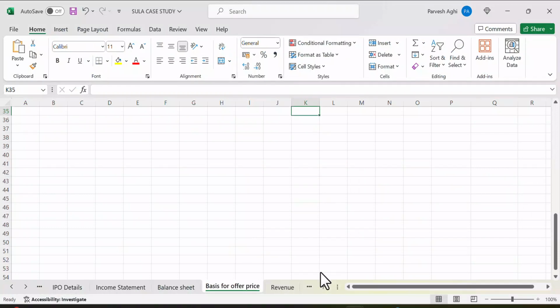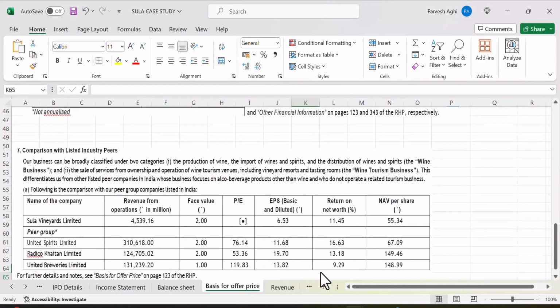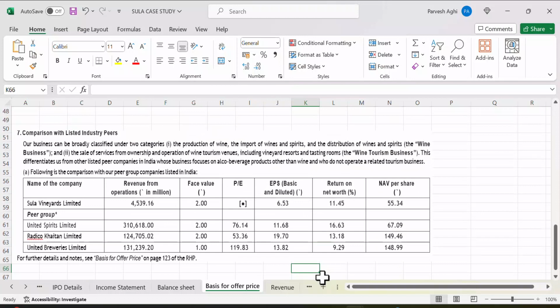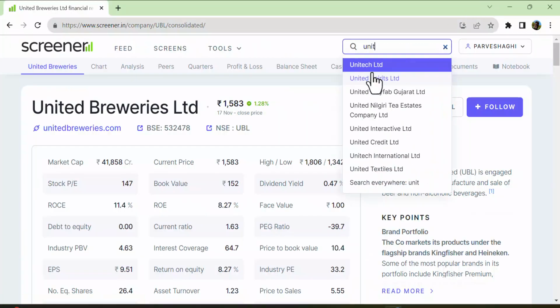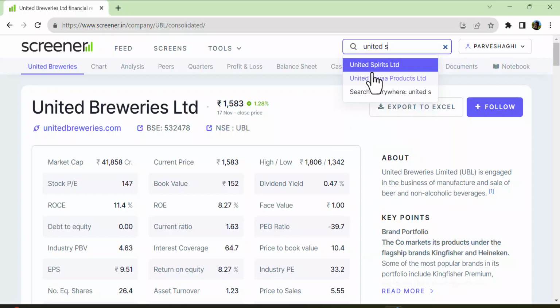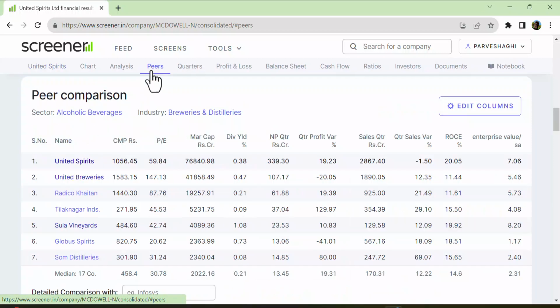Yes, I saw it, it was Radico. Radico Khaitan, or United Spirits also is there, which was 76. So let's go and see United Spirits. United Spirits is 59. If we have to compare, let's go to the peer group and see all the companies here. United Spirits 59, United Breweries 147, Radico Khaitan 87. That was the issue time.